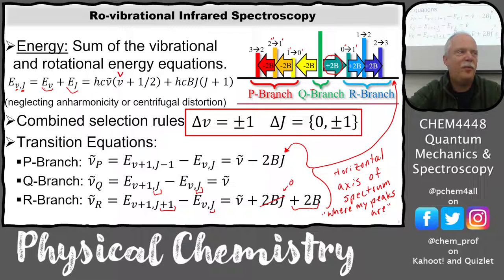So that tells you where my peaks are. If we identify in a real spectrum where those peaks are, we can fit that identification to this equation and solve for B. And that's what we're going to do. We're going to solve for B, and then we're going to transform that into a bond length and a mass.